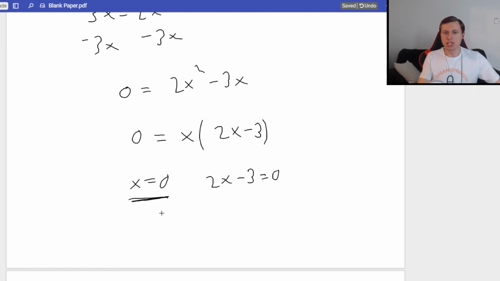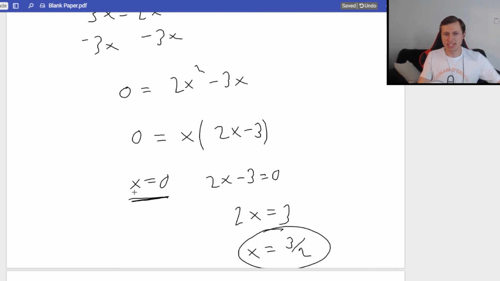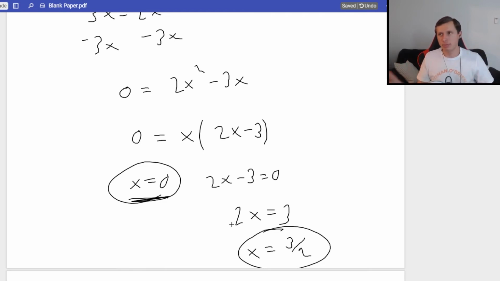The first solution's obvious. It's right there. x equals 0. The second one, it's pretty easy to find. I add 3 to both sides. 2x equals 3. And then x is going to equal 3 halves. So this one had two solutions, x equals 3 halves and x equals 0. And again, the strategy: I had different bases and an x showing up in both exponents. I had to take a common base and always choose the lower base.